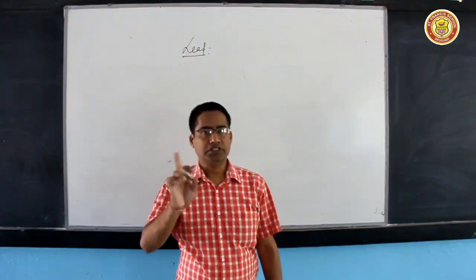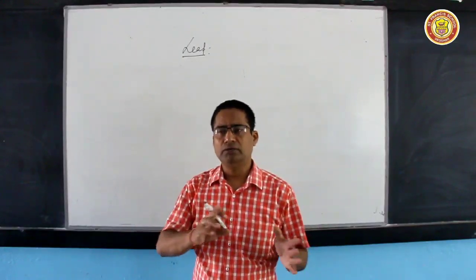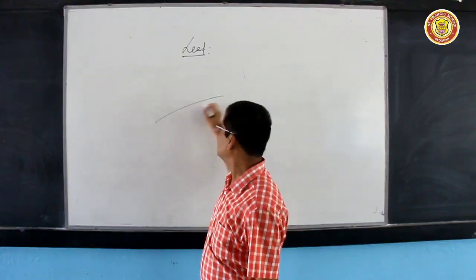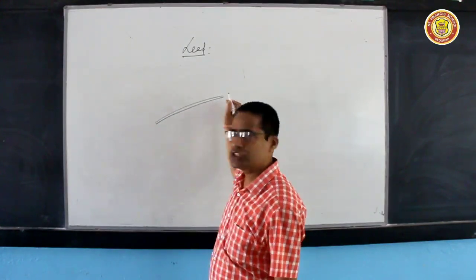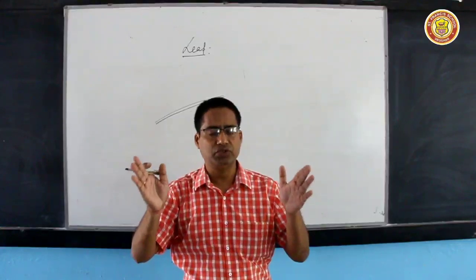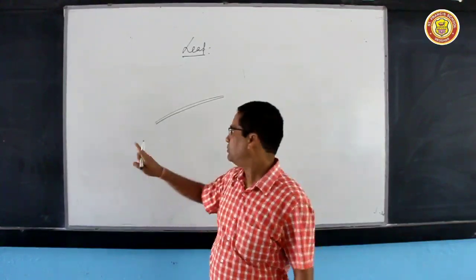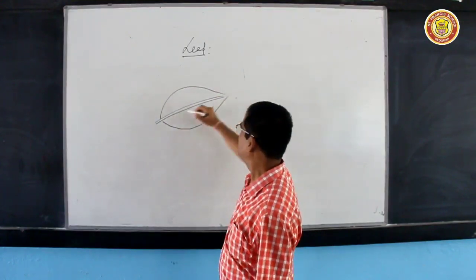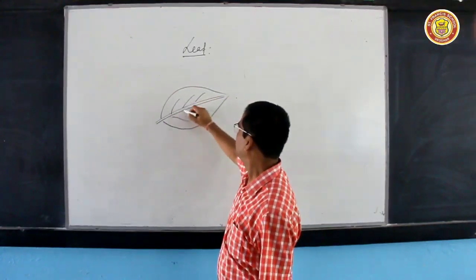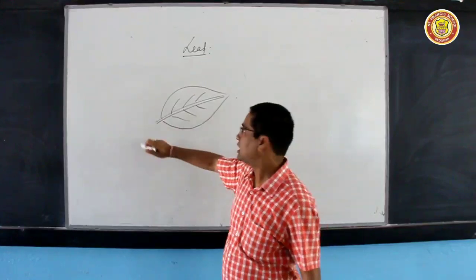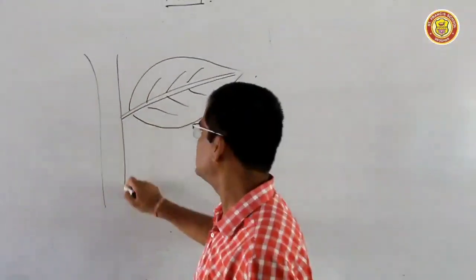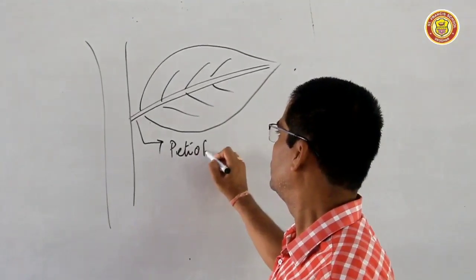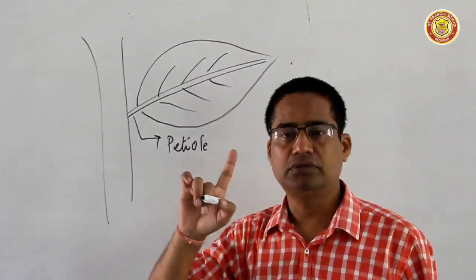First we talk about the structure of the leaf, how the leaf looks and what the different parts of the leaf are. A leaf is attached to the stem of the plant with a stalk, and this stalk is called the petiole. So the petiole is one of the structures of the leaf.